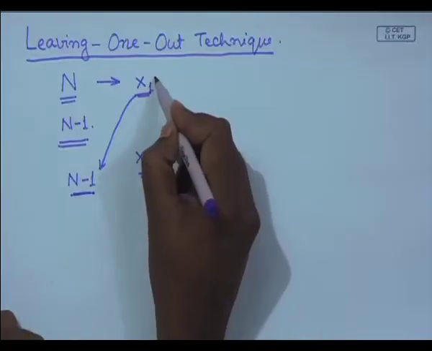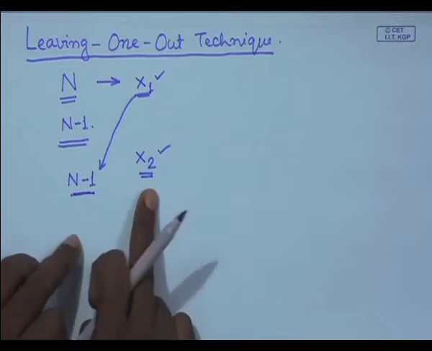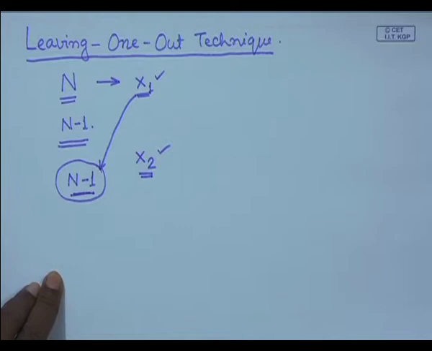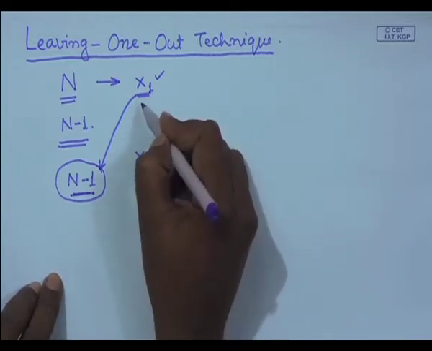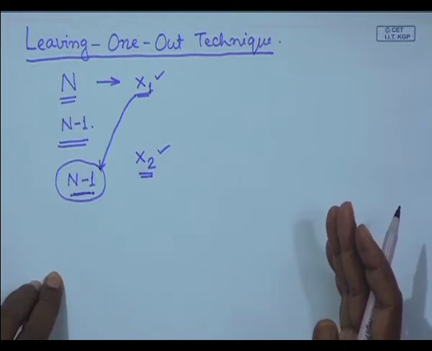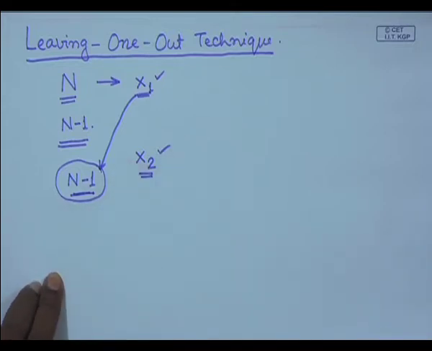And when this x 1 or this x 2 is used for testing the classifier which has been designed using the other n minus 1 samples, sometimes the test result will be positive, that means the sample may be correctly classified. Sometimes the test result may be negative, that is, the sample may not be correctly classified.